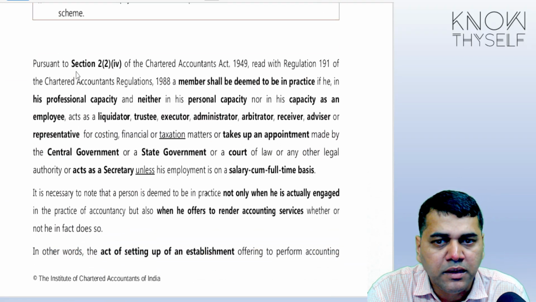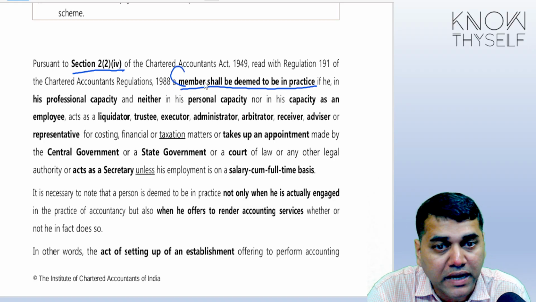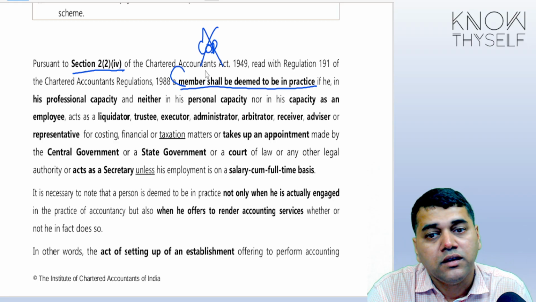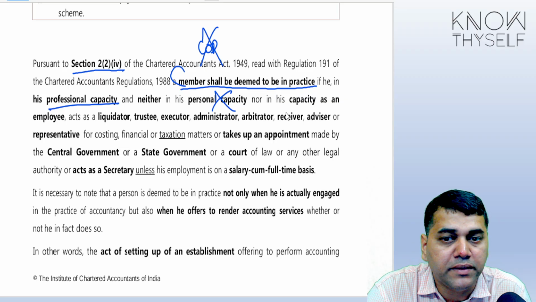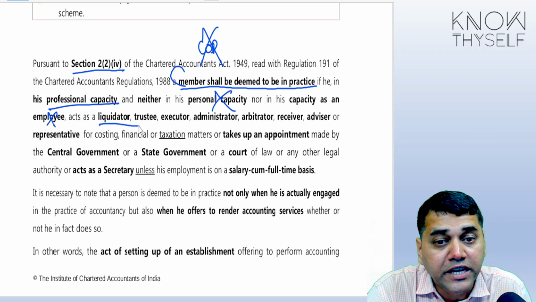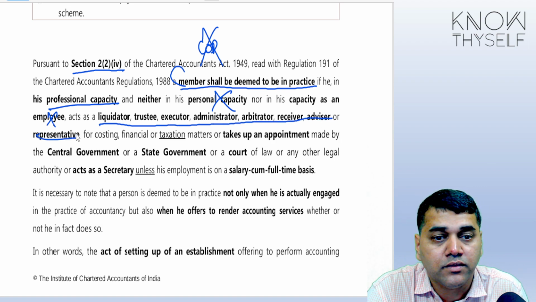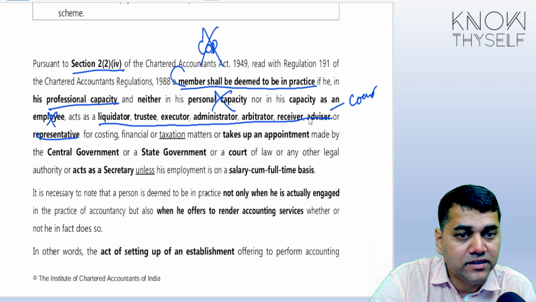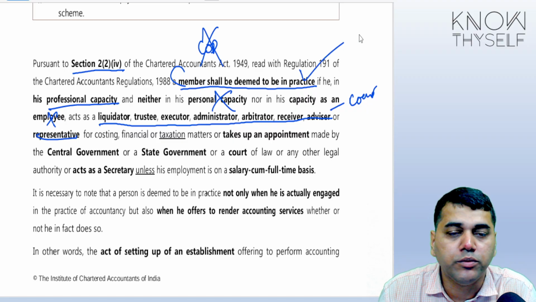Now they said that pursuant to section 2 subsection 4, members shall be deemed to be in practice if in his professional capacity, okay, he is deemed to be in practice. Like for example, he didn't take COP, no COP. But what he did in his professional capacity and not in his personal capacity or as an employee, he became liquidator, trustee, executor, administrator, arbitrator, receiver or advisor. Who appointed him? Court appointed him. So if you are acting like this person now, if a court appoints you like a liquidator, trustee, etc., yes, you will be deemed to be in practice.